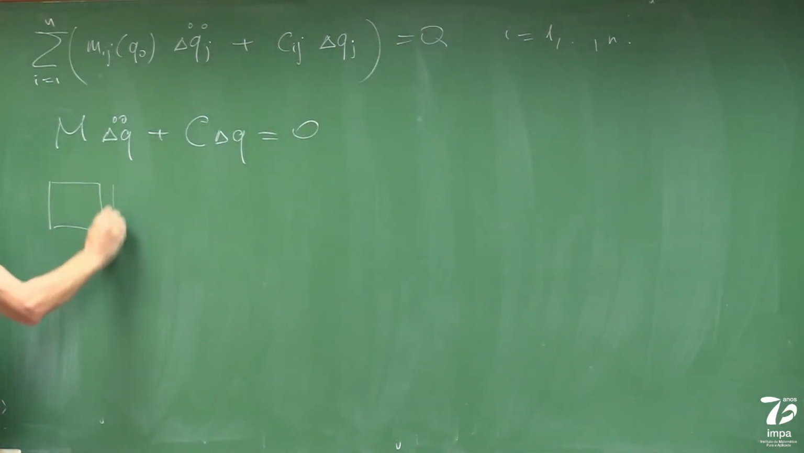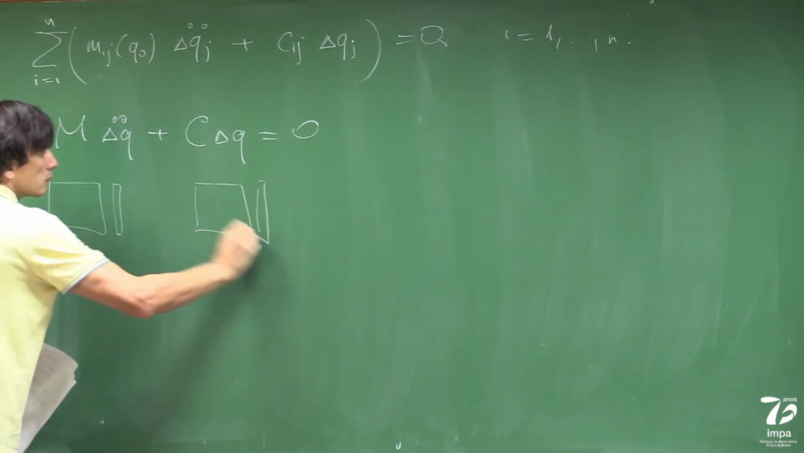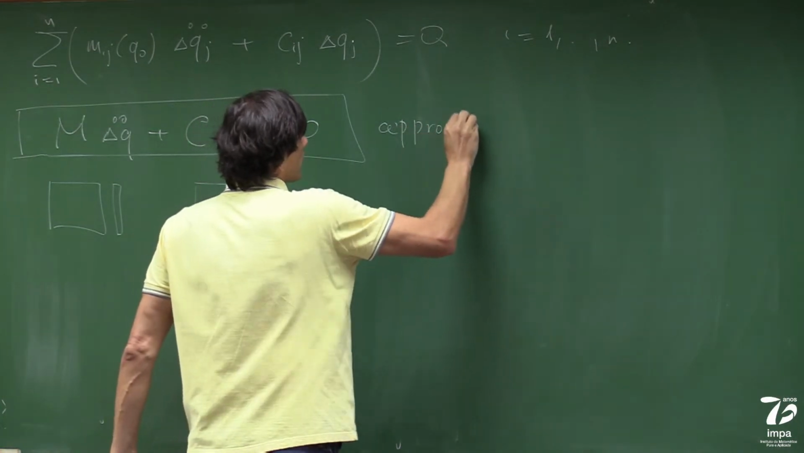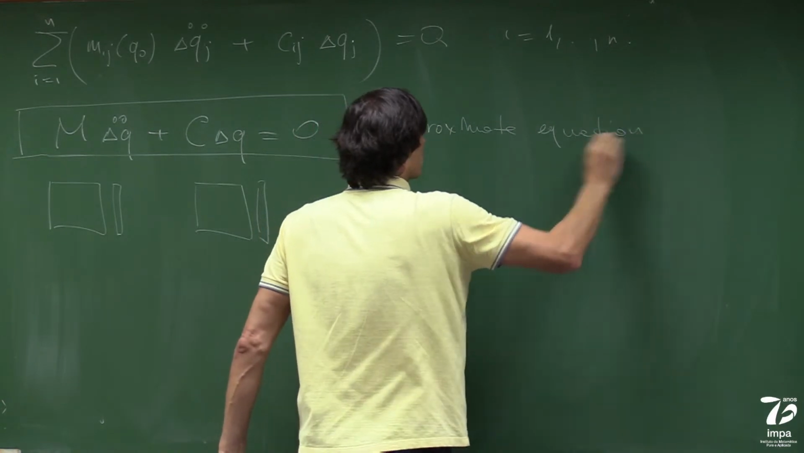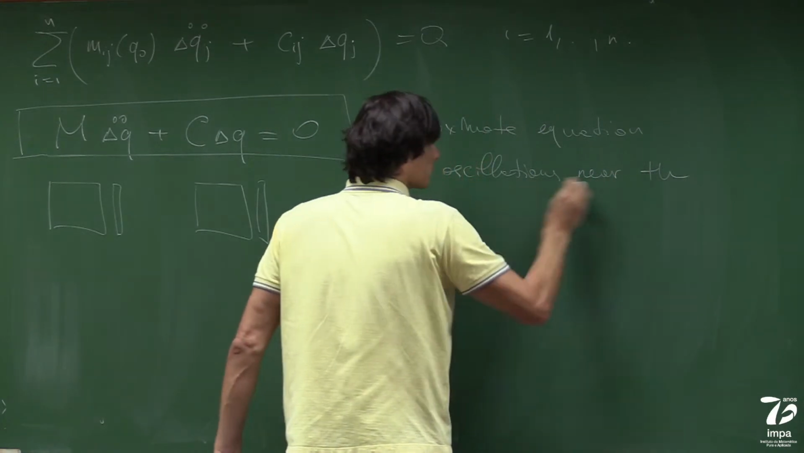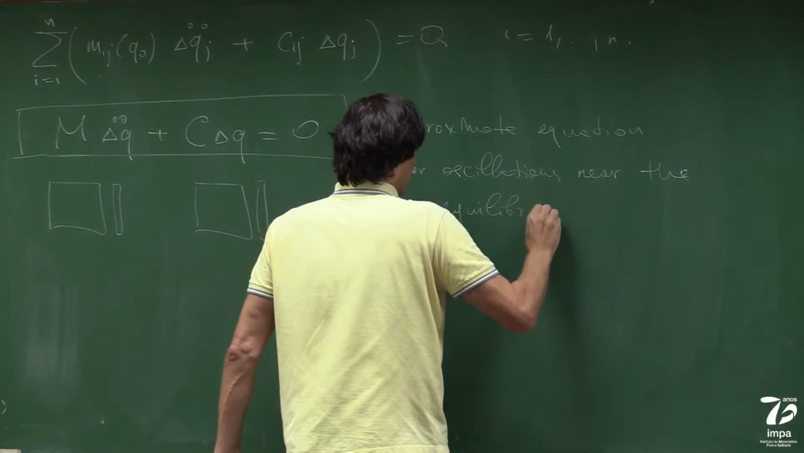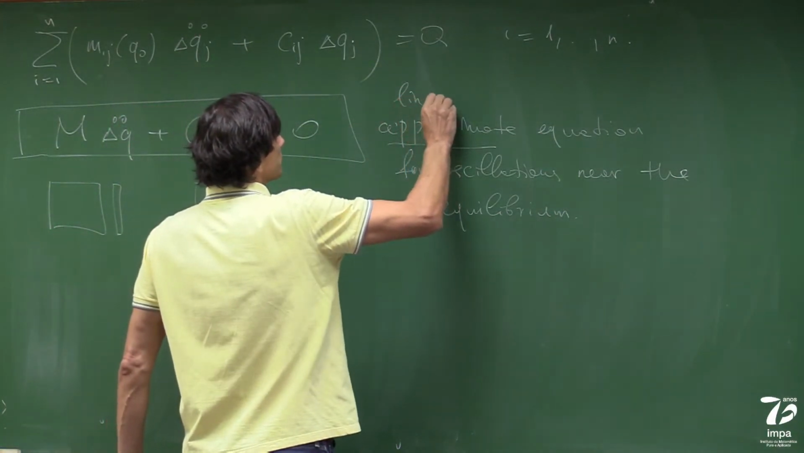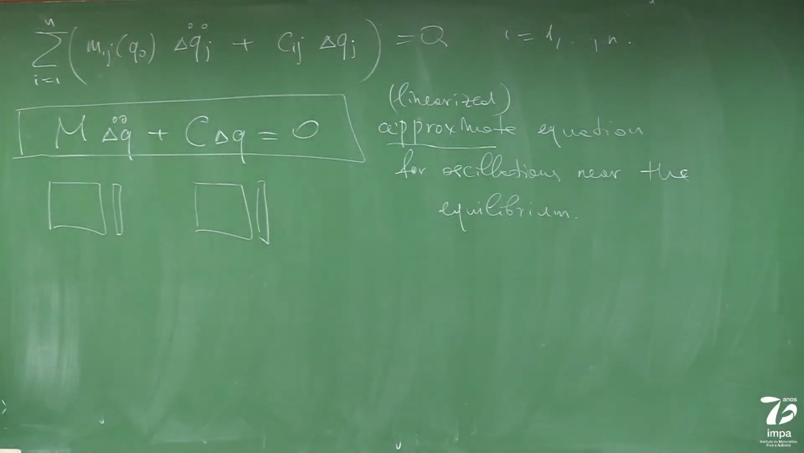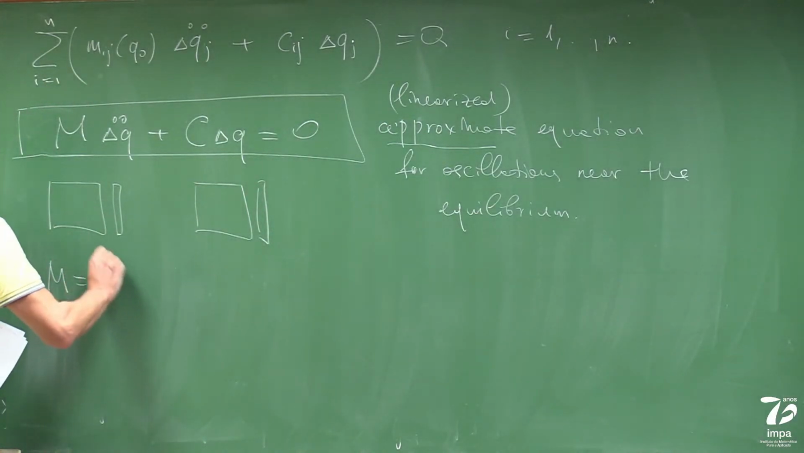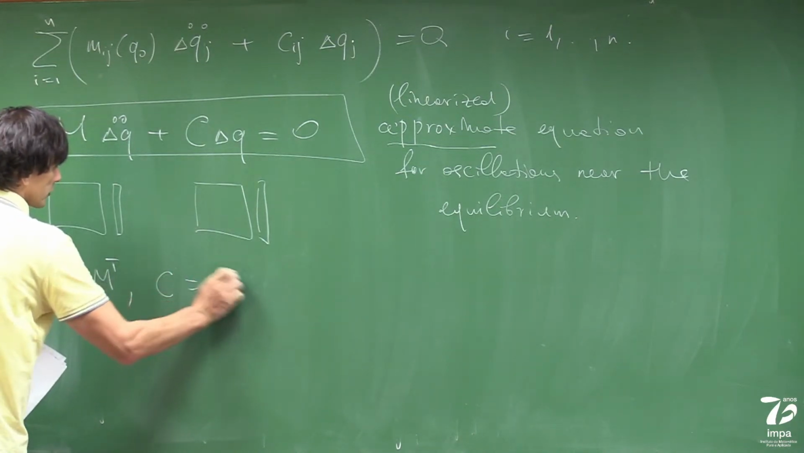This is a matrix multiplied by a vector. So this is the approximate equation for oscillations near the equilibrium. The word approximate is also what we will use later. A more rigorous form is linearized. Linearized means that we only kept first order or linear terms, and the higher order terms, which are nonlinear, quadratic, cubic, we neglected. So this is the equation. The properties of the equation are that M is a symmetric matrix and C is a symmetric matrix. So that's it.